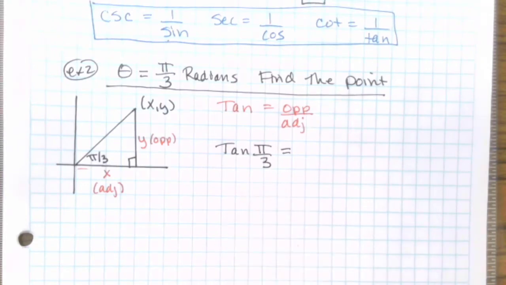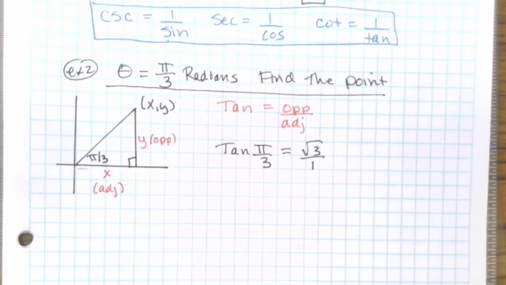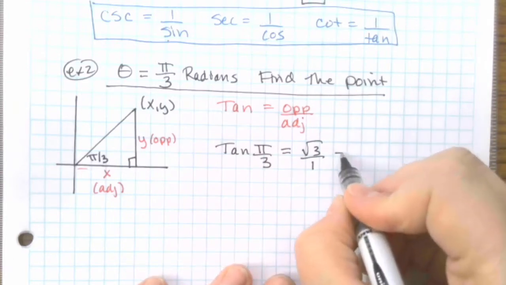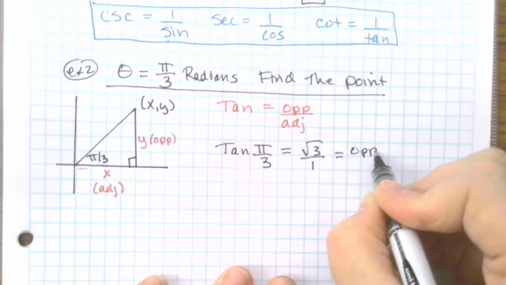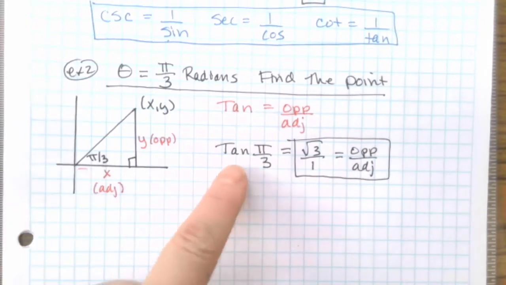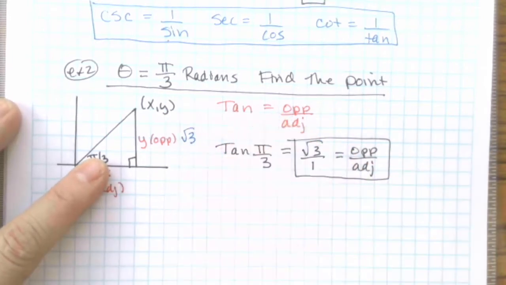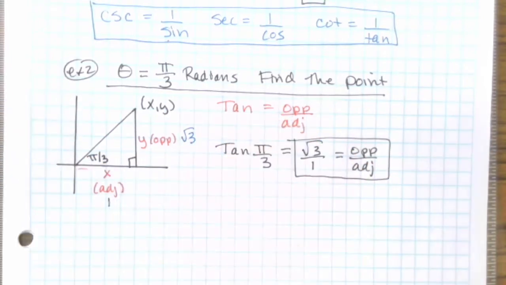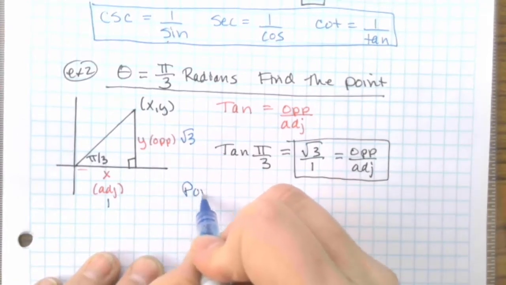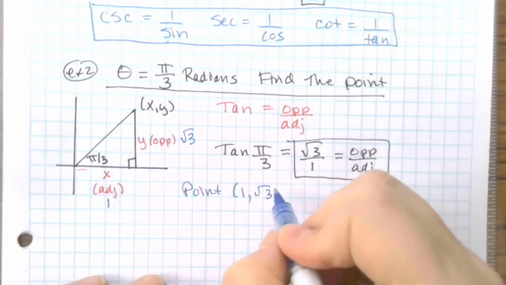Tangent of pi over 3 is the same thing as tangent of 60 degrees, which is radical 3 over 1. And radical 3 over 1 is your opposite over adjacent. So, since tangent is opposite over adjacent, the opposite would have to be the radical 3, and the adjacent would have to be 1. So your point is 1 to the right and radical 3 up.